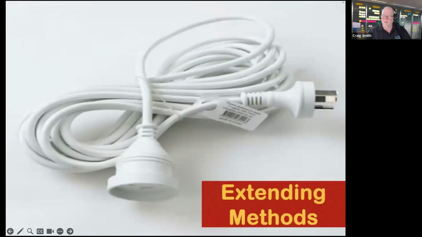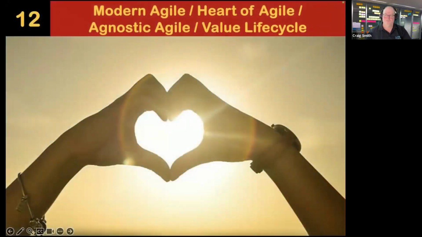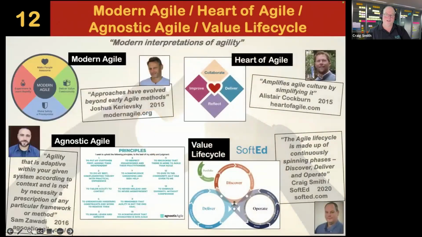All right, let's take a look at some of the extending methods. These are the things that have just made things a little more accessible, or a little newer. We can look at things like Modern Agile from Joshua Kerievsky, who boils it down to four points: make people awesome, deliver value continuously, experiment and learn rapidly, and make safety a prerequisite. The safety thing is probably the thing that doesn't come out clearly in the manifesto right now, and we're talking about psychological safety particularly there. Having spoken to a number of authors over the years, it's something they wish they had built in.